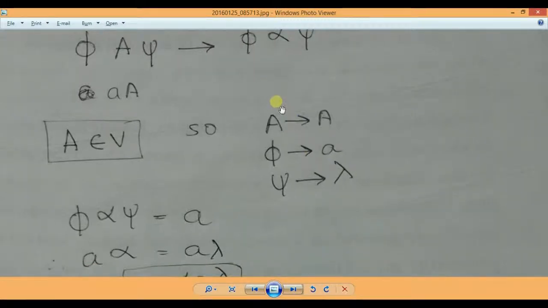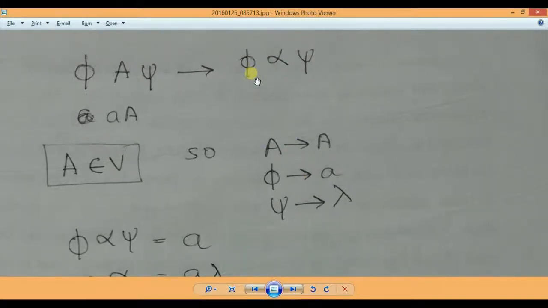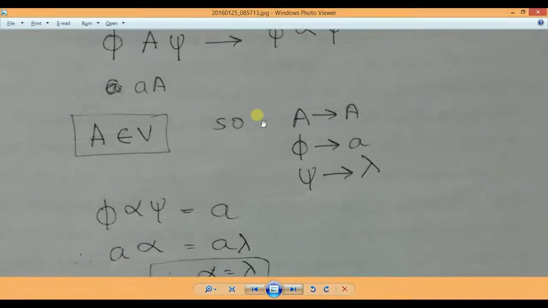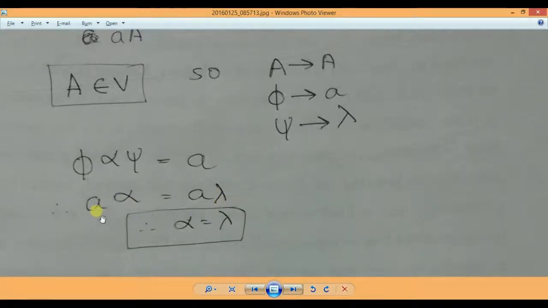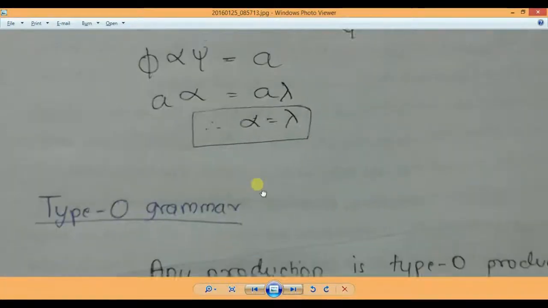And replacing the value of phi and psi in the right hand side, we get a and nothing, that's a lambda. So a alpha equal to a lambda. This phi is a, so I'm replacing this a. Alpha I don't know how to find out, and this is lambda, so alpha is equal to lambda, as simple as that.